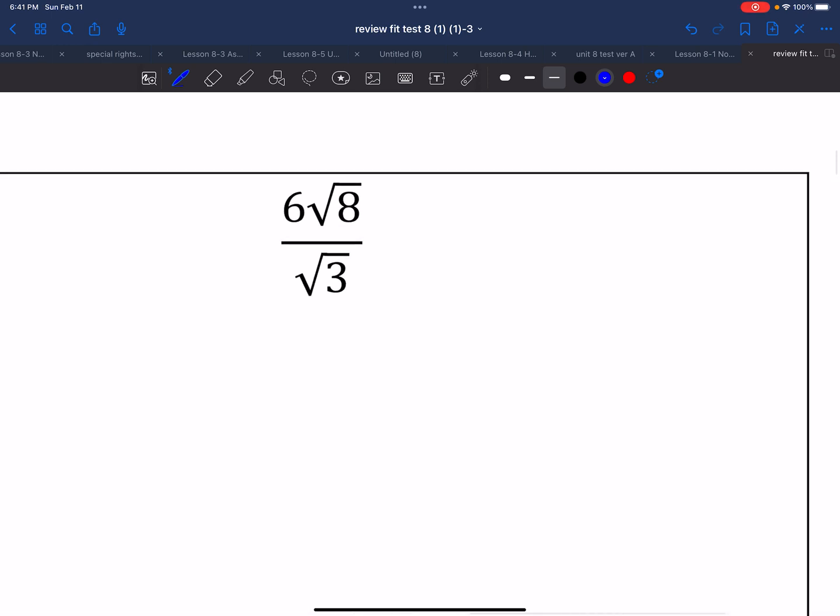Let's do another one. This one is something a lot of people are stuck on. When you have 6 root 8 over root 3, when you have that radical in the denominator, you have to rationalize. It's important that you learn how to rationalize denominators. It's basically simplifying fractions, right? You want to make your numbers look tidy. You want to make sure your numbers look nice. You're basically simplifying.